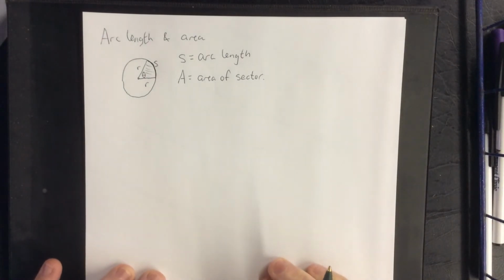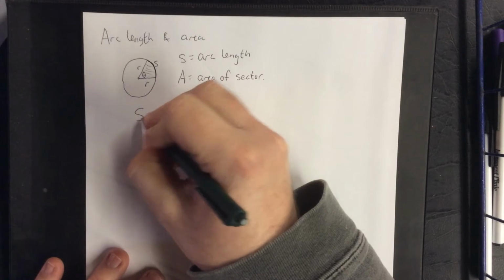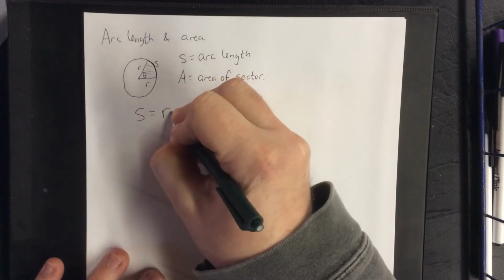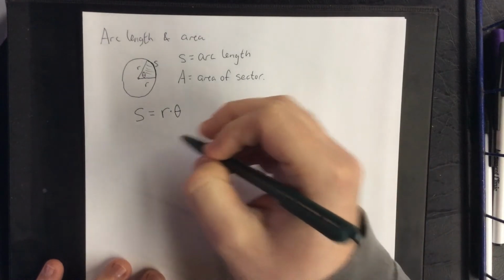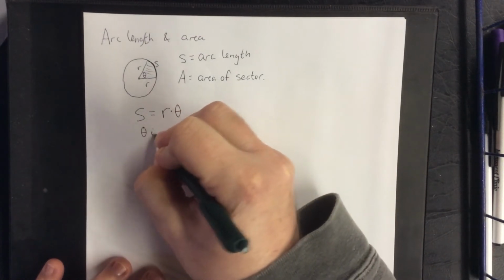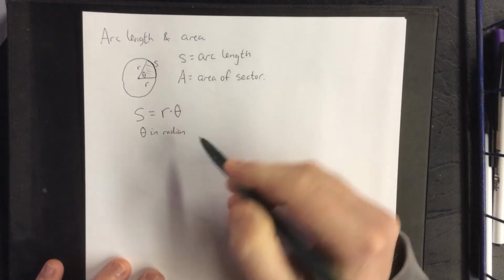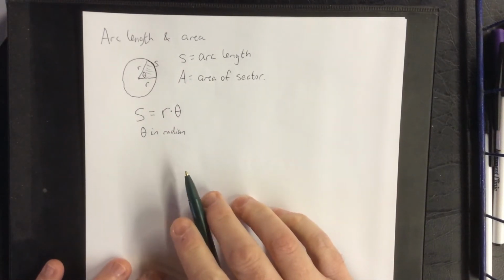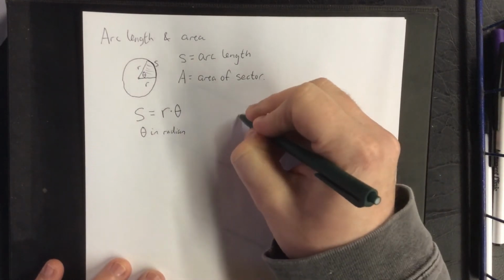There are formulas for both of these that you're going to want to familiarize yourself with. Now, s kind of came from the definition of what a radian was, but s is going to be equal to r times theta, where theta is measured in radians. Now, in the event that theta is given to you in terms of revolutions or in terms of degrees, it'll be your responsibility as the student to convert it to a radian measure.